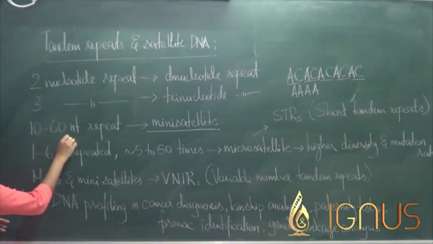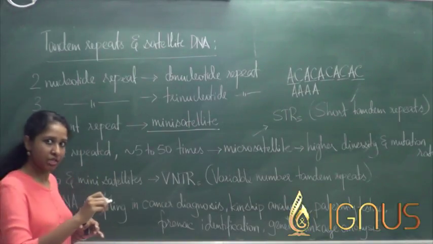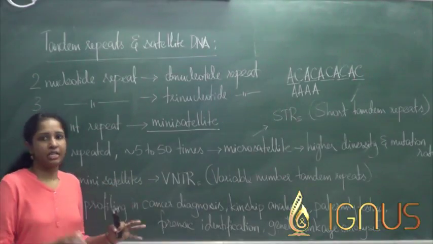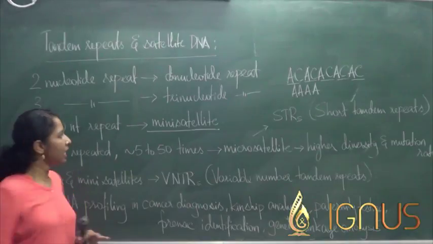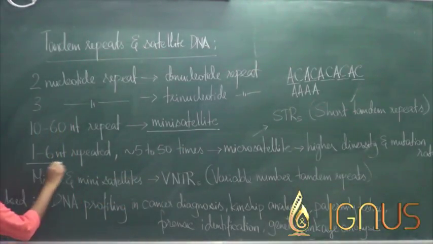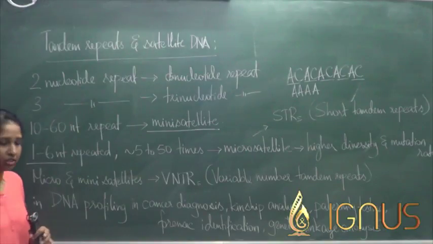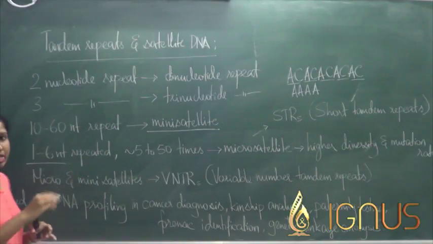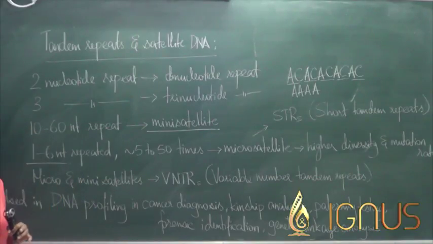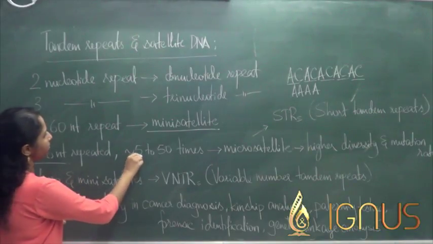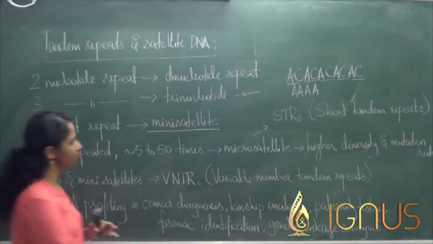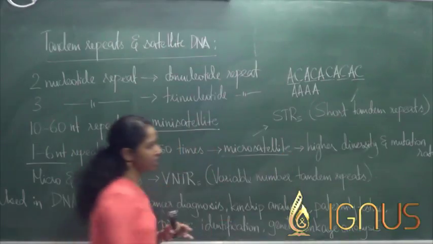So if it is 10 to 60 nucleotides which are repeated, and they are placed one next to each other, then it is known as a mini satellite. If it is 1 to 6 nucleotides which are repeated, but less than 10 of course, and it is repeated anywhere between 5 to 50 times, then it is known as a microsatellite.